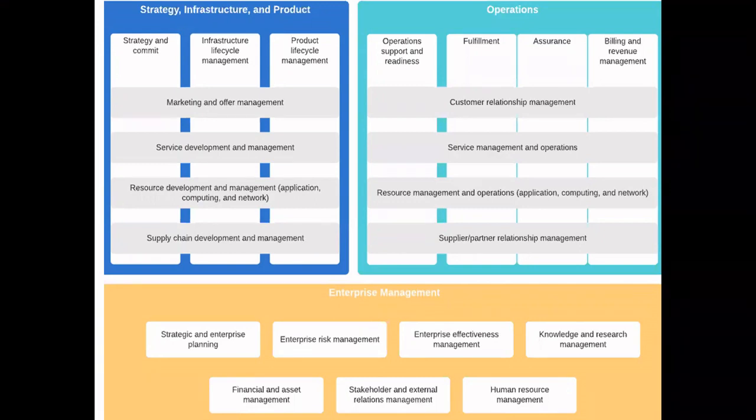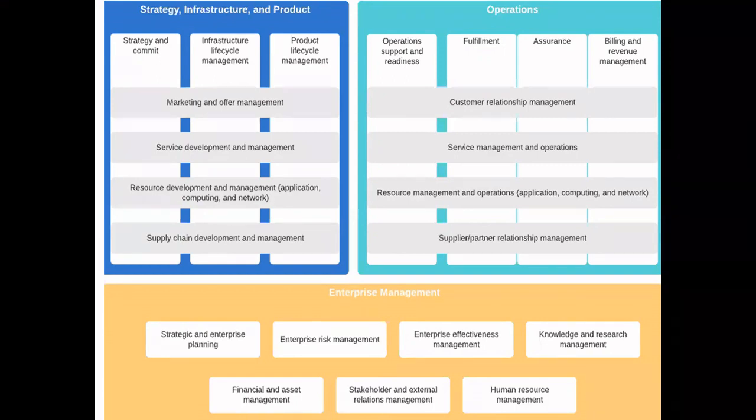So in this strategy and commitment, infrastructure life cycle, product life cycle, it belongs to strategy, infrastructure, and product, where marketing and offer management are made, service development and management are made, and resource development and management in terms of computing, application, and maintaining all the networks will be managed. Supply chain development and management will be made, and all this comes in the part of strategy, infrastructure, and product.